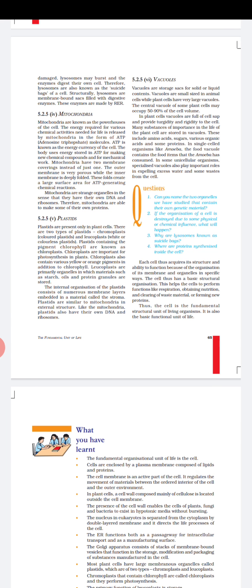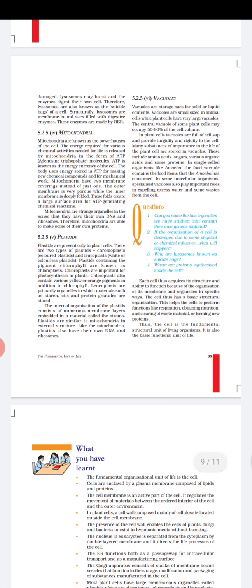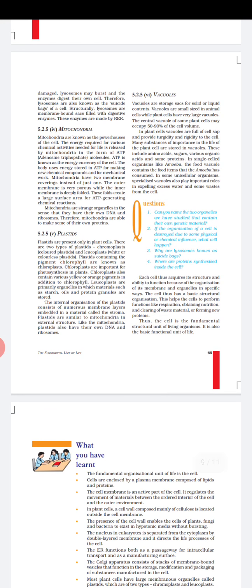Next, vacuoles. Vacuoles are storage sacs for solid or liquid contents. Vacuoles are small in size in animal cells, while plant cells have very large vacuoles. The central vacuoles of some plant cells may occupy 50 to 90% of the cell volume. In plant cells, vacuoles are full of cell sap and provide turgidity and rigidity to the cell.